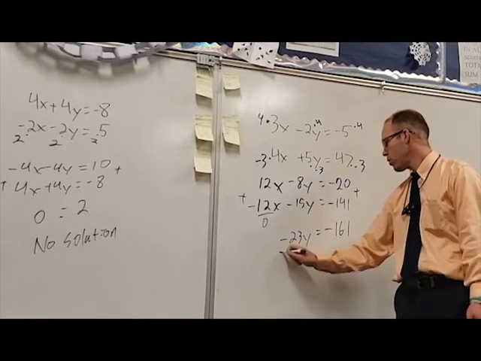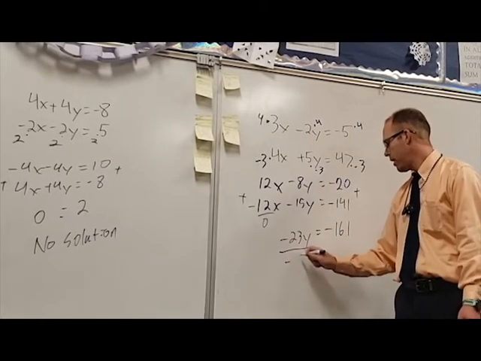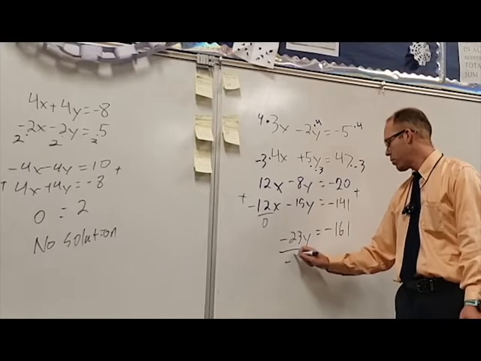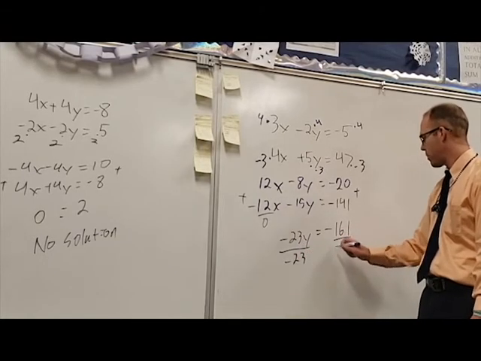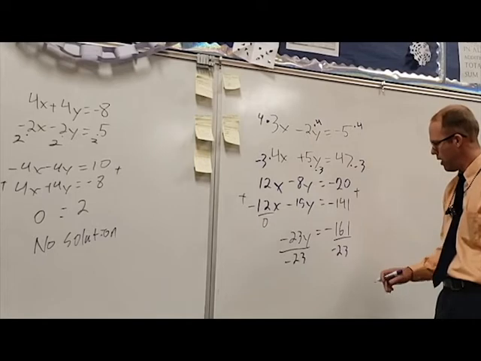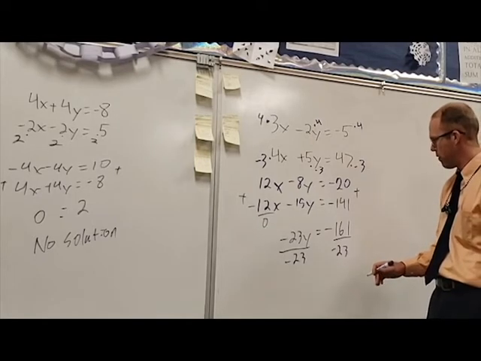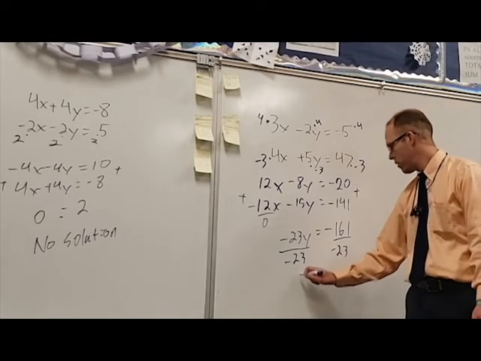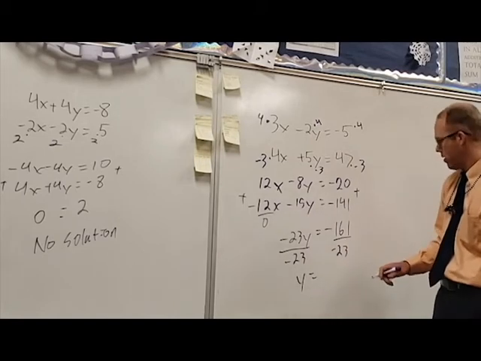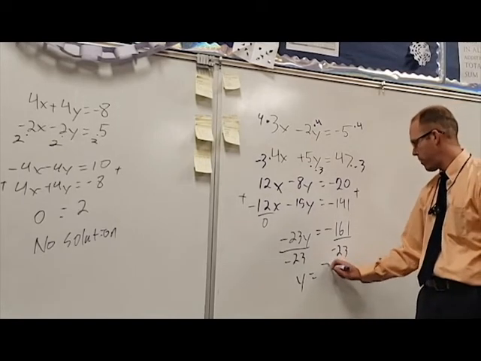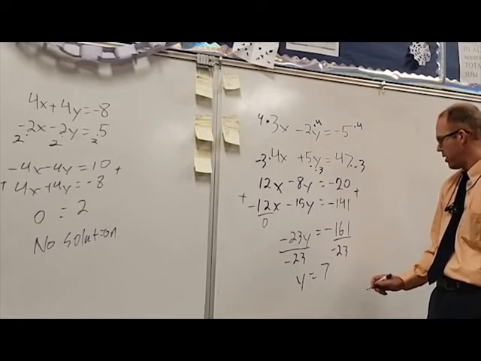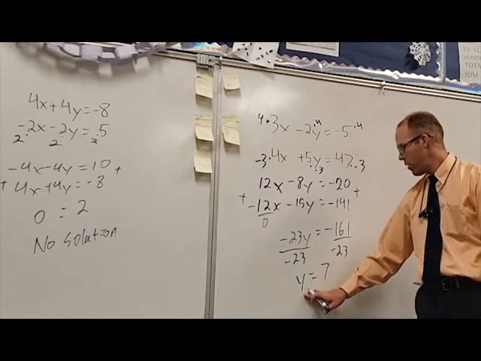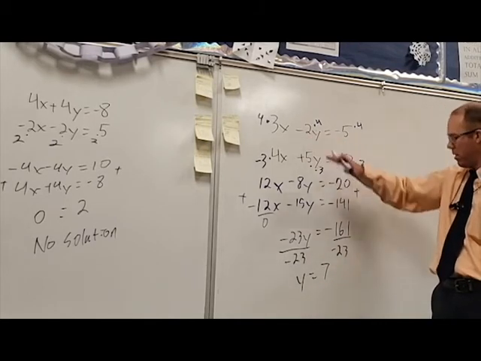Divide this by -23. Divide this by -23. 161 divided by -23 is 7, I believe. Let's see. Yep, 7.